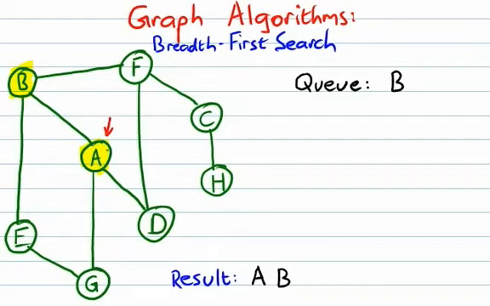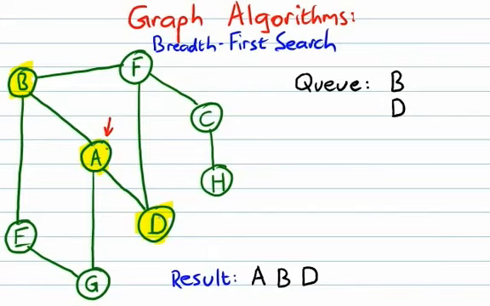So we're going to continue on from vertex A and take a look at the next vertex that's connected to it alphabetically, which is D. Mark it as visited, and add it to the queue.